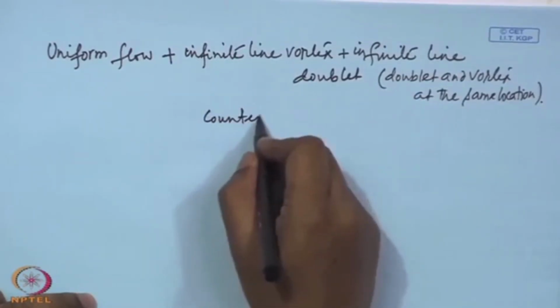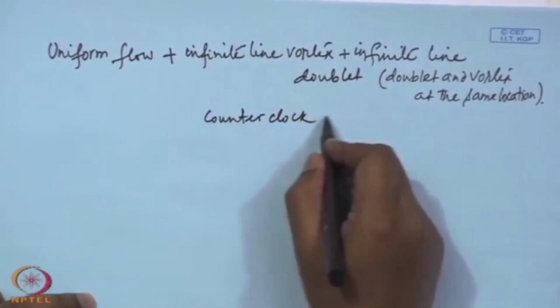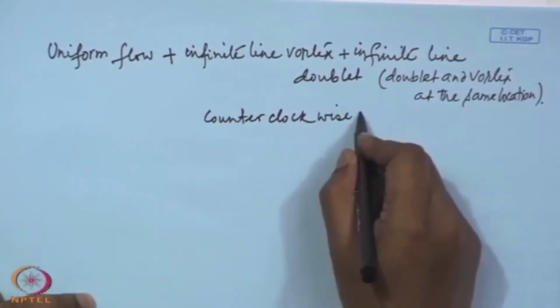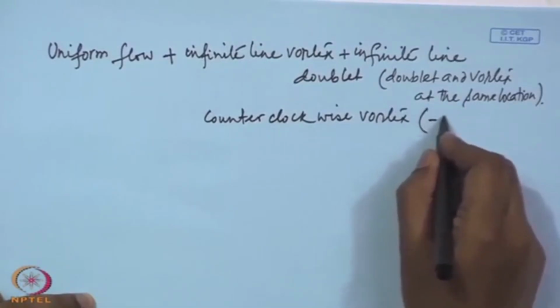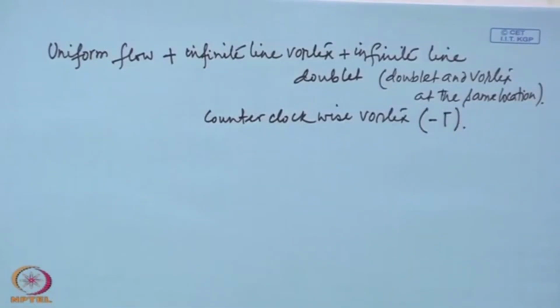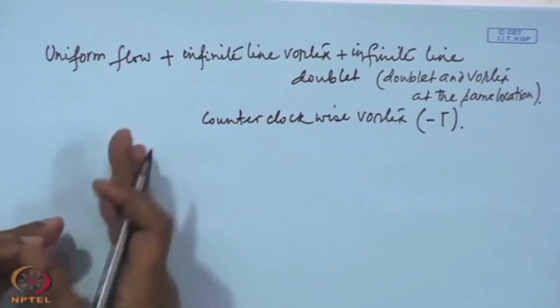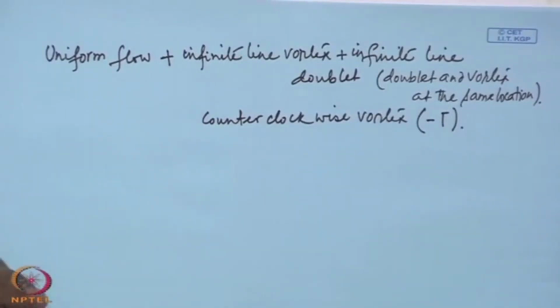We will consider a counterclockwise vortex, so the strength is minus gamma. As before, this uniform flow plus infinite line doublet will create the flow about a circular cylinder, and if the cylinder radius is r, then the doublet strength should be 2 pi u infinity r square.